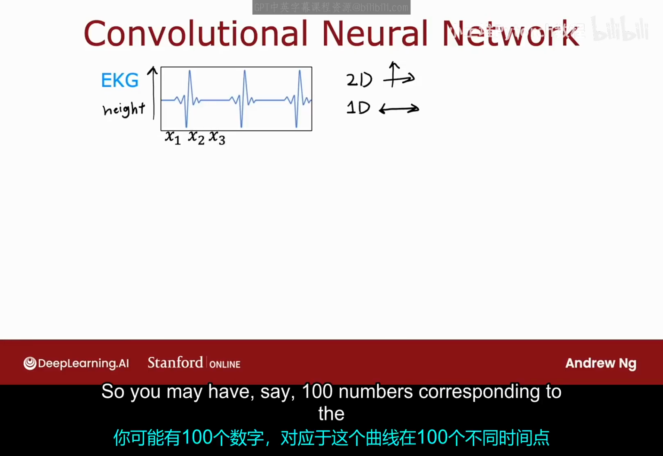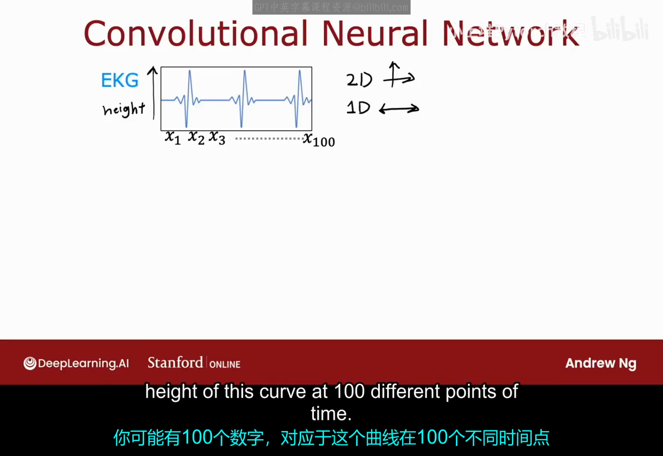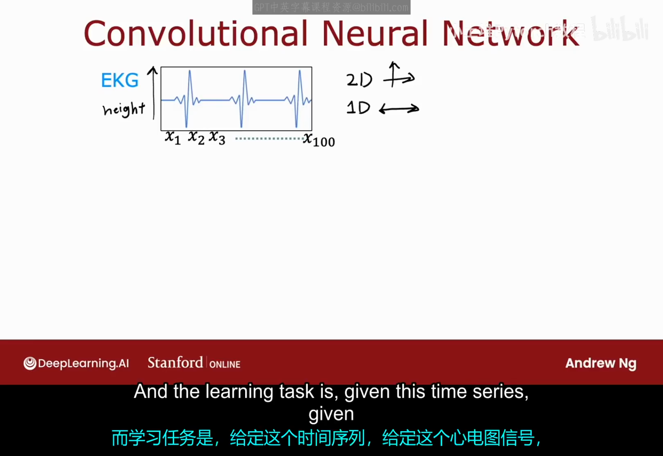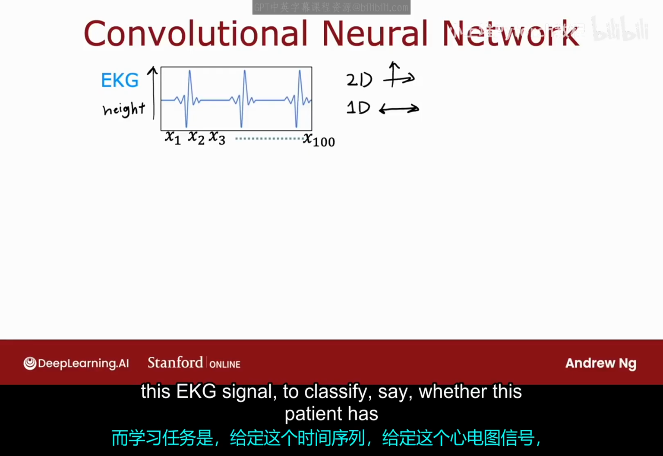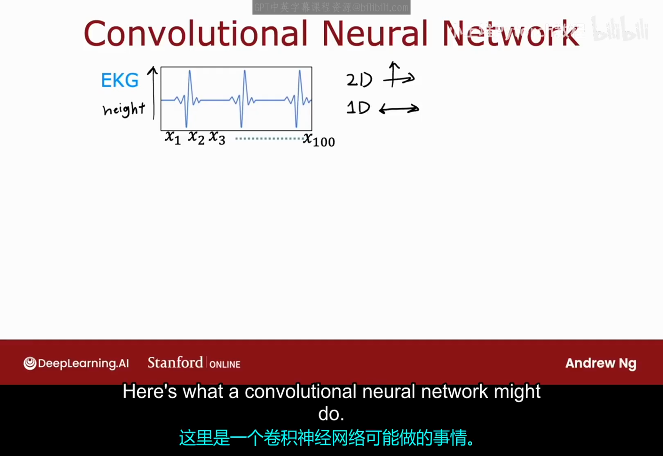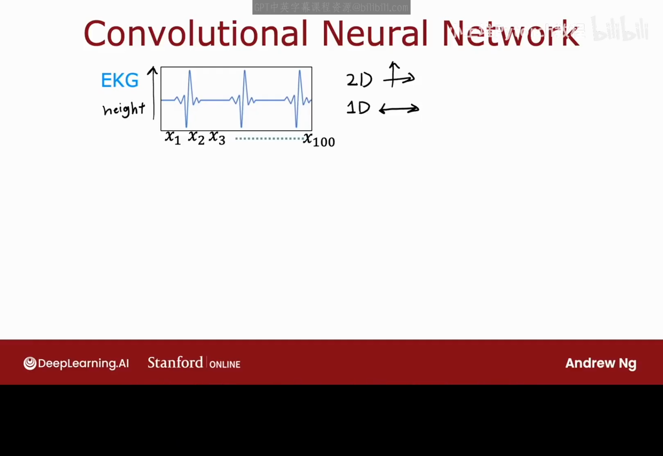So you may have, say, 100 numbers corresponding to the height of this curve at 100 different points in time. And the learning task is, given this time series, given this EKG signal, to classify, say, whether this patient has a heart disease or some diagnosable heart condition. Here's what a convolutional neural network might do.